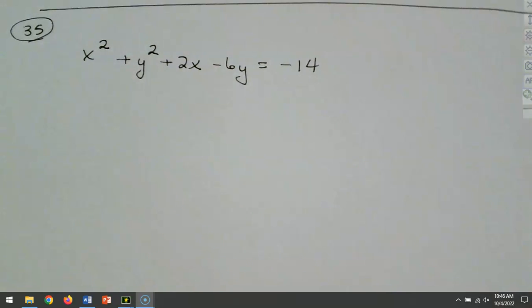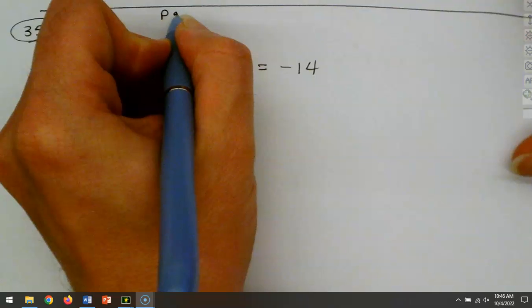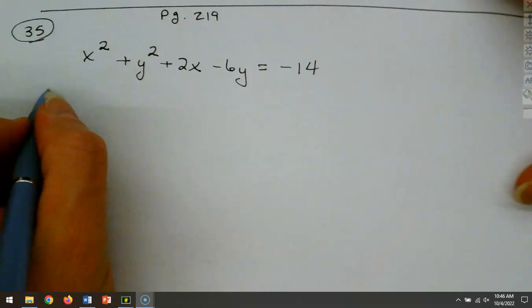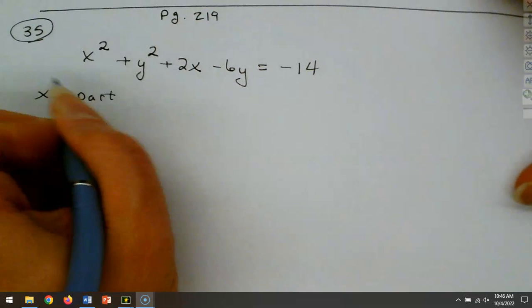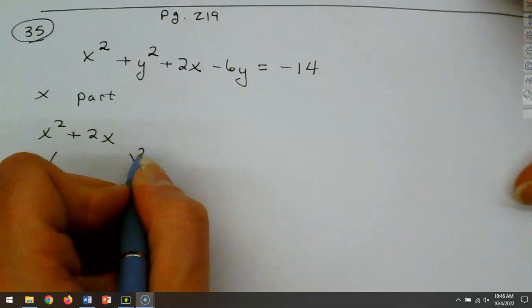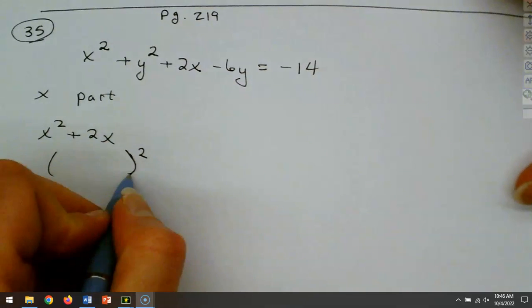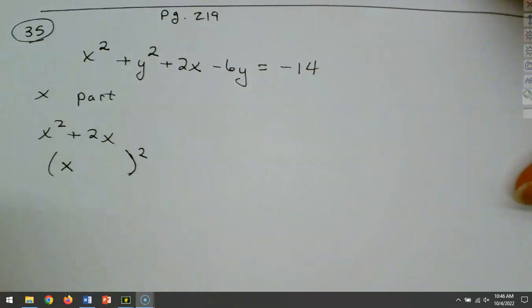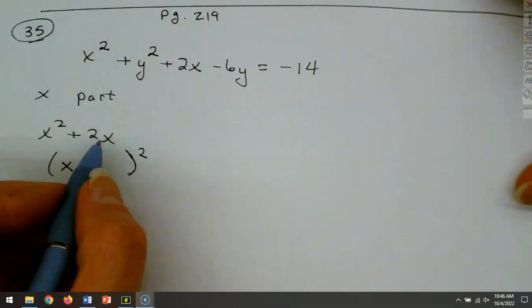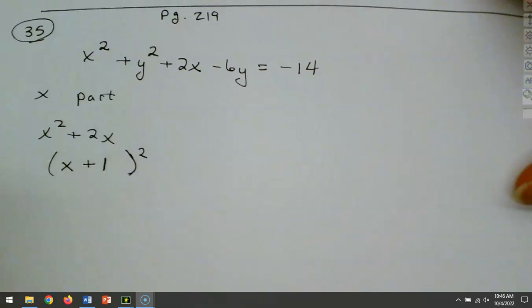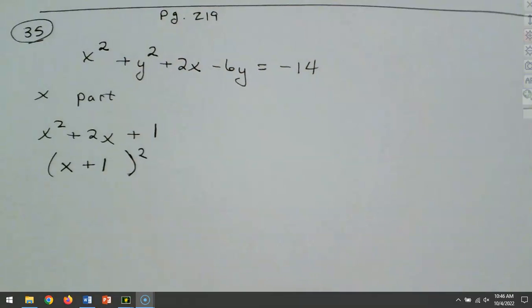Okay. And this is on page 219 again. Half and square. This was actually very easy. What's going to come down? X what? Okay, half of 2 is a 1, so that adds on a 1. What's going to have to be added in? 1 squared is a 1.